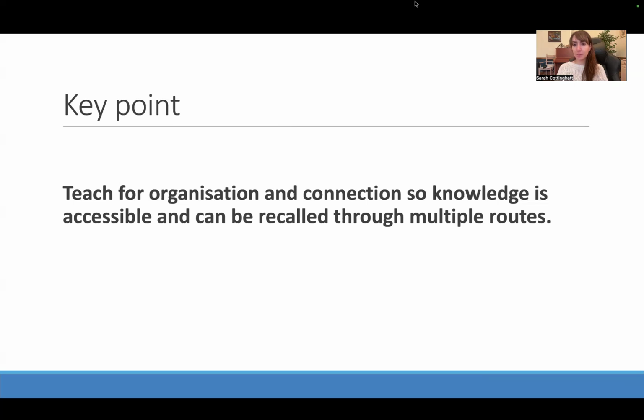And here's our key point. Organisation and connection are going to build the kind of existing knowledge that students will be able to access in the long term. So it's not just what they learn, but the way that they learn it too. Do they understand the connections that you have as a teacher in your head? Often we have curriculums that are mapped out and we understand the organisation, but how are we getting that across to students? Do they understand the way that things are organised?